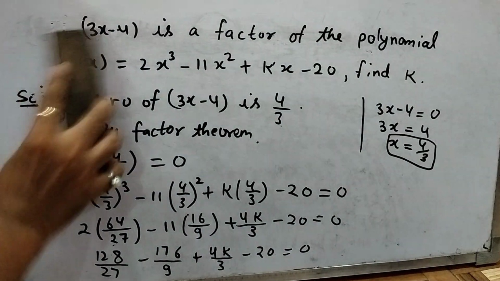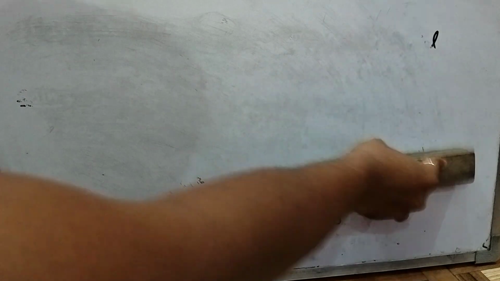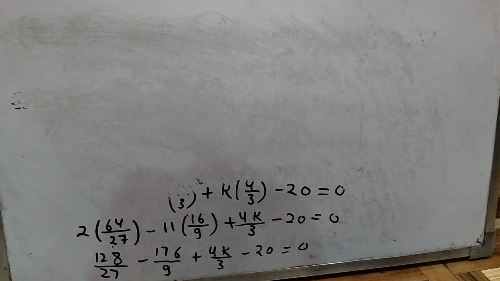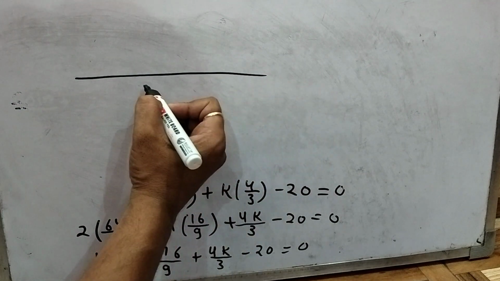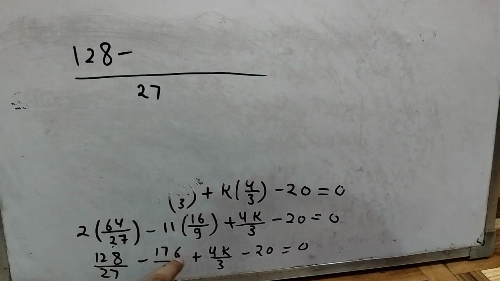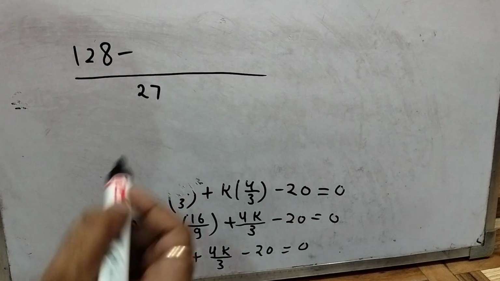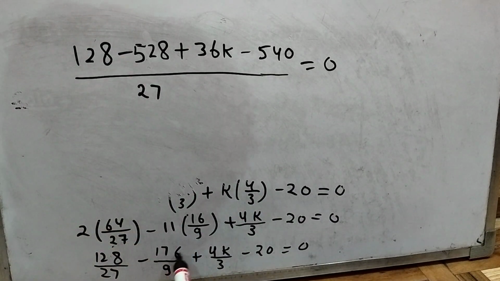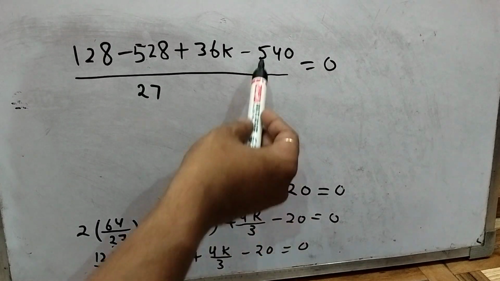We have to follow the pattern. Now if we take the LCM, the LCM will be 27. So we have 128 minus 528 plus 36k minus 540. Multiplying and dividing 176 by 3, we get 528. Multiplying numerator and denominator of 4k by 3 by 9, we get 36k. And multiplying 20 by 27, we get 540.